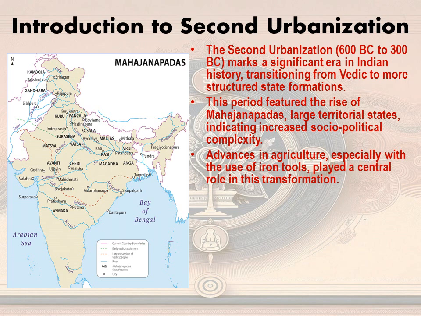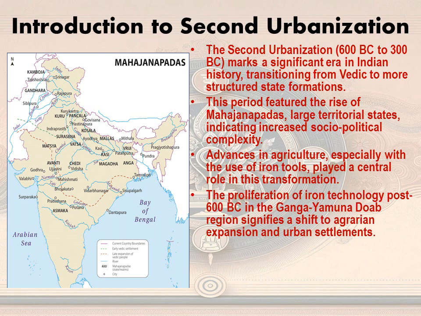Advances in agriculture can be seen during this period, especially with the use of iron tools, which played a central role in this transformation. So from this period we find the explicit use of iron, and thus there is advancement in agriculture, because iron tools played the key role in agriculture.